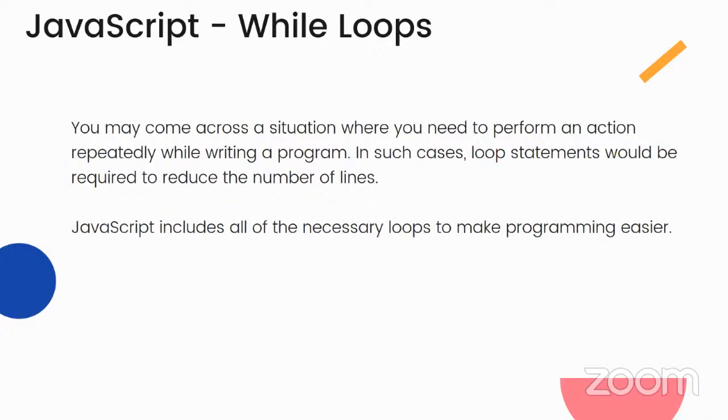So in my slide there, I have it that you may come across a situation where you need to perform an action repeatedly while writing code. In such cases, loop statements will be required to reduce the number of lines. So if you have code that you want to run continuously, instead of you going to a classroom and counting everybody in the class, you could run a while loop and say program.